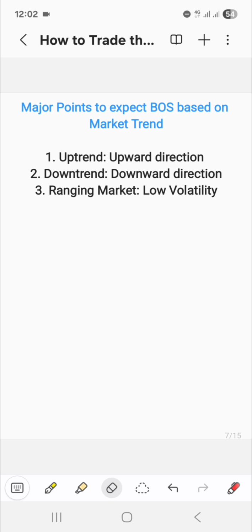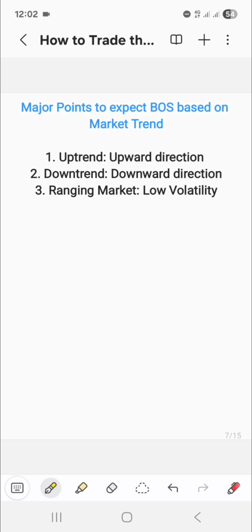So it happens in different directions, in different ways, and in different formats. So that's on break of structure. So that's an uptrend. So it either continues in the uptrend direction, or it changes the direction of the trend.